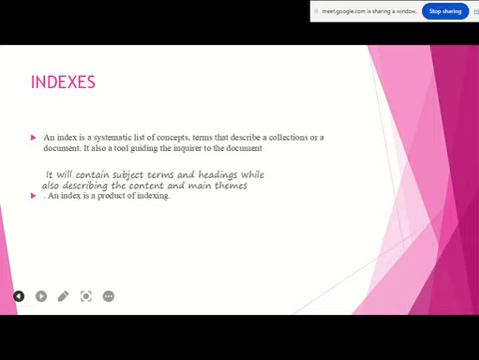Yes, someone please. We said an index is a systematic list of concepts or terms that describe a collection or a document. We again said that an index is the end result of an indexing process. Therefore, what is indexing? Yes? Laban? Yes, Laban?